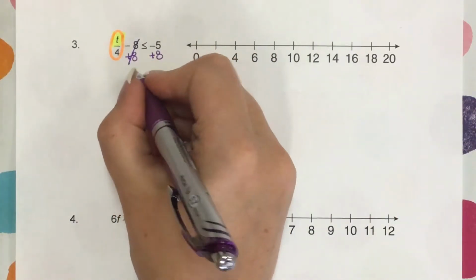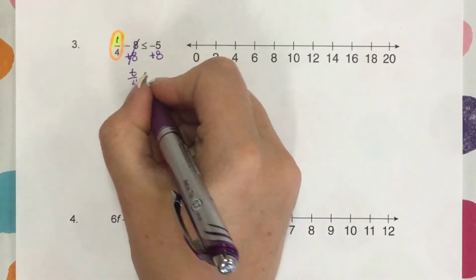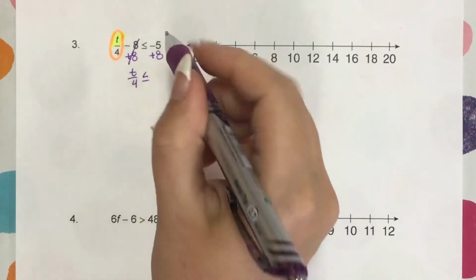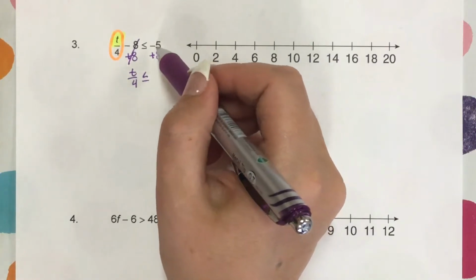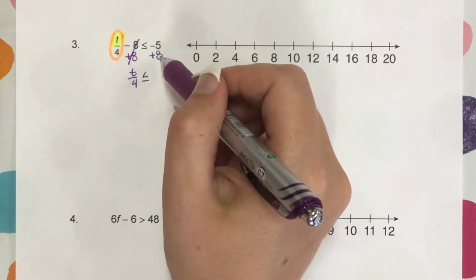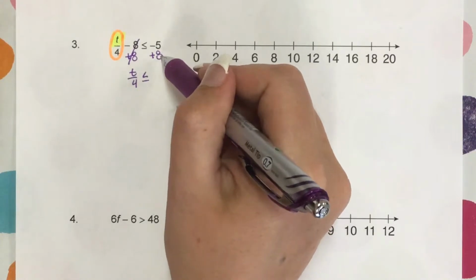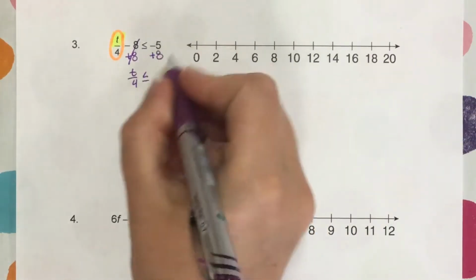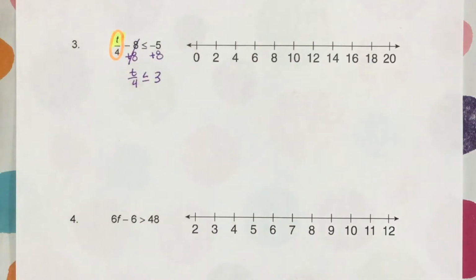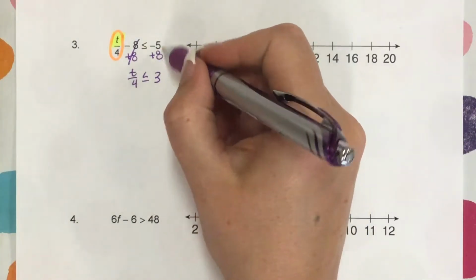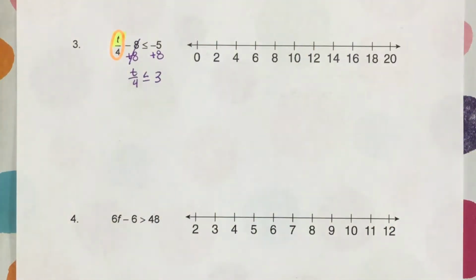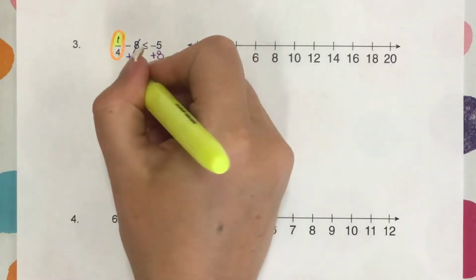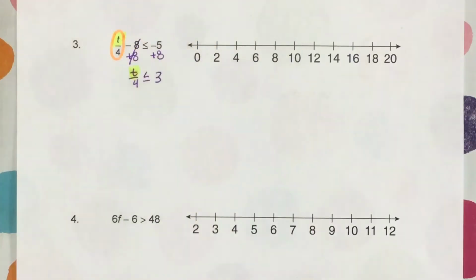We're left with t divided by 4 on this side is less than or equal to negative 5 plus 8. So we have a negative number and a positive number being added together. The signs are different, so you take the difference between 8 and 5. The difference is 3, but we need to figure out whether it is a positive 3 or a negative 3. Which number is bigger? 8 is bigger and 8 is positive, so our answer is going to be positive. Perfect. We're still trying to figure out what t is equal to.